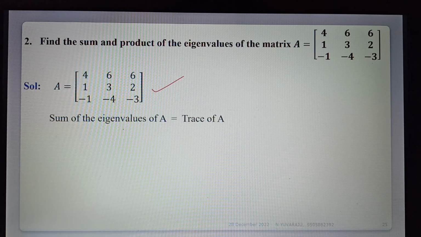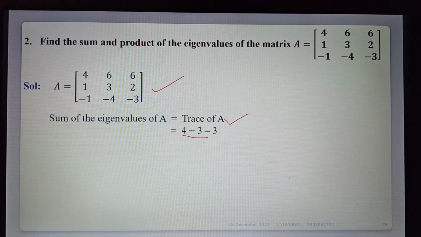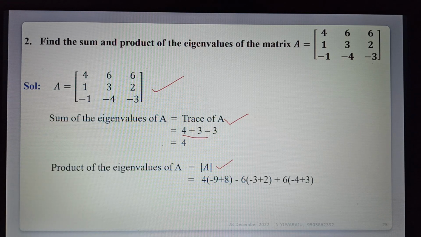So sum of the eigenvalues of A is equal to trace of A, that is equal to 4 plus 3 minus 3, that is equal to 4. Next, product of the eigenvalues of A, that is equal to det A, that is equal to 4 into minus 3 plus 8 minus 6 into minus 3 plus 2 plus 6 into minus 4 plus 3, that is equal to 4 minus 4. This is the product of the eigenvalues. Okay.